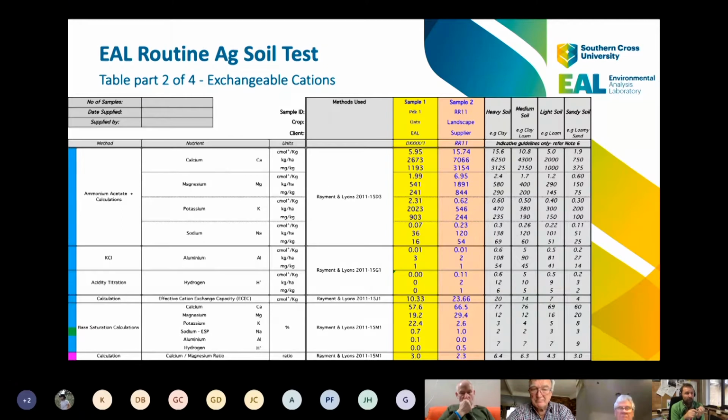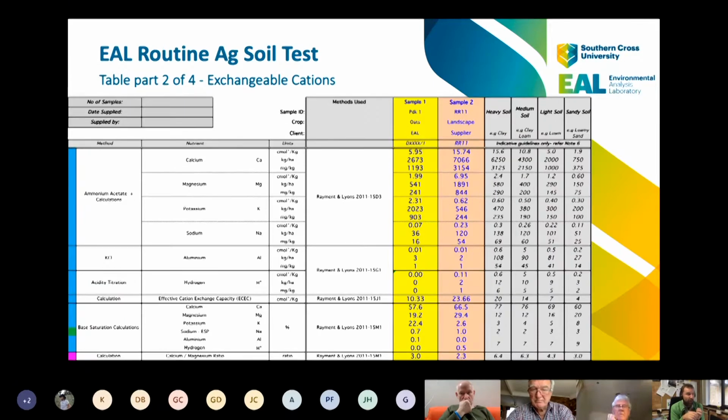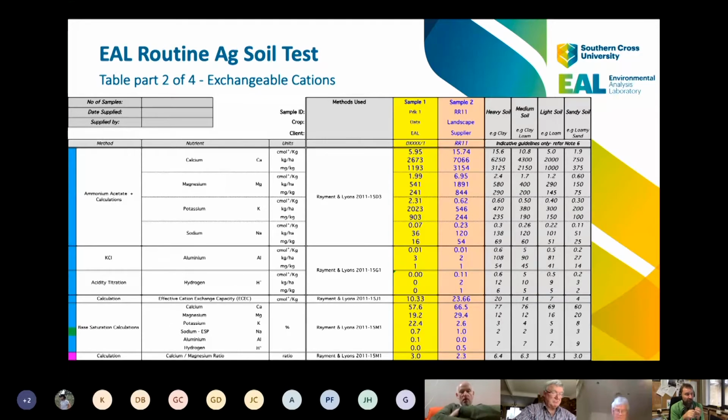So in that first soil, 5.95, that's for calcium. If we add on the magnesium at 1.99, we add on the potassium at 2.31, and we add on the sodium at 0.07, 0.01 for aluminium and 0 for hydrogen, that'll come to 10.33. That's your effective cation exchange capacity. That's where that number comes from. It's just a calculation, a summation of each of your exchangeable cations. Does that make sense? That's terrific. It's very simple. You can sit there with a calculator now and do it, and you'll see that's what it comes to. Brilliant. So it's simple there to look at.